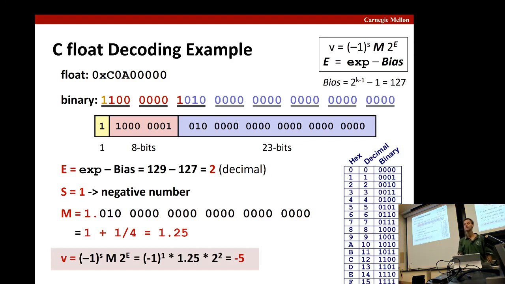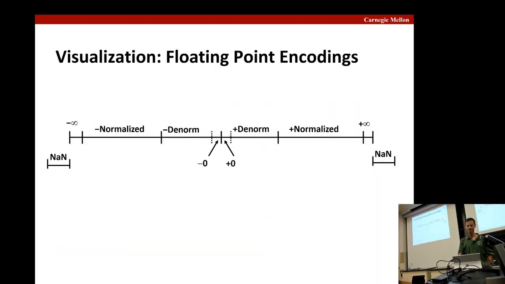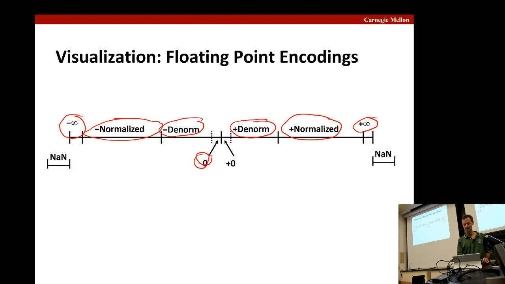All right, is that clear? Okay. So here's a little bit of a visualization. As I've touched on, you've got all the normalized numbers that are bounded on one side by negative infinity, and the positive ones that are bounded by positive infinity. You've got the denormalized ones that are the closest ones to 0, and then as special cases, you actually have the minus 0 and the plus 0. Clearly this isn't drawn to scale, because the denormalized numbers are tightly packed around 0.